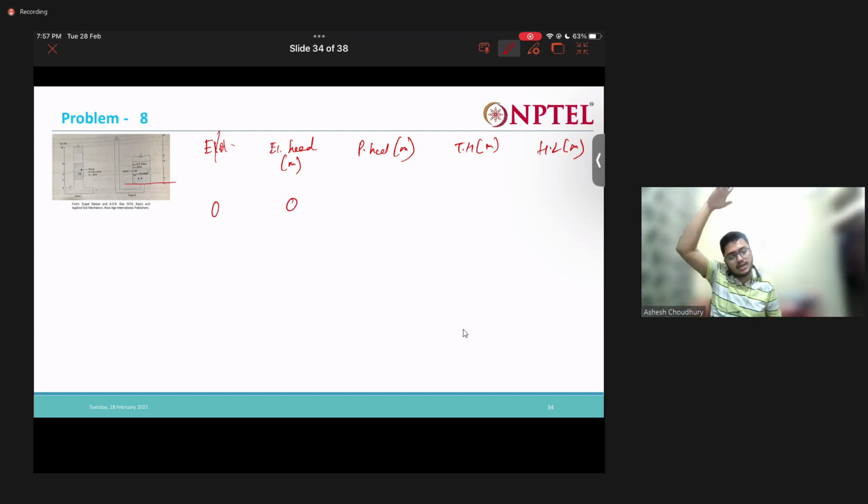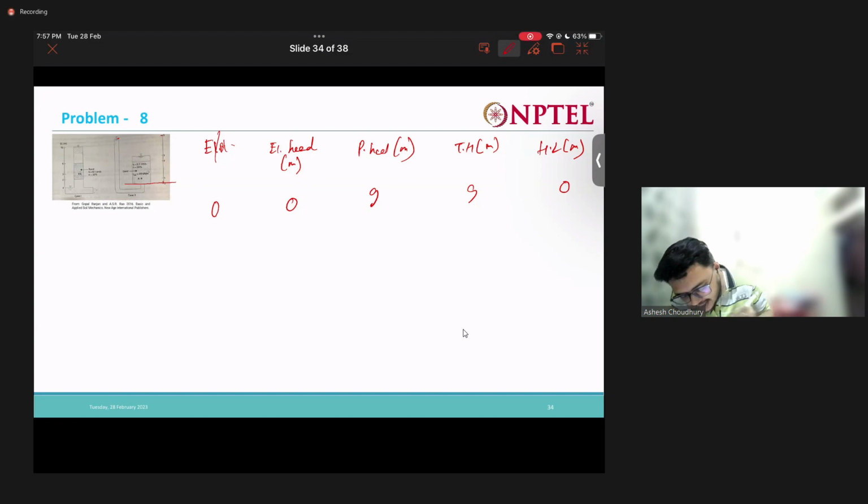What is my pressure head? Pressure head means the head due to the water pressure. It is 9. You can see here, from here to here, water is rising up to there, so it's 9 meters. So what is my total head? 0 plus 9 is equal to 9. Head loss is obviously 0 here.